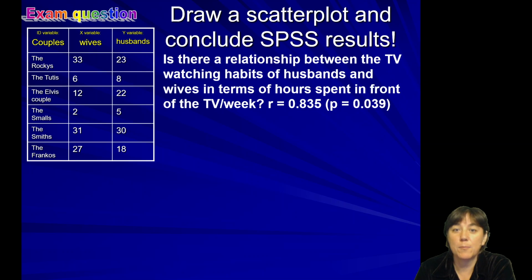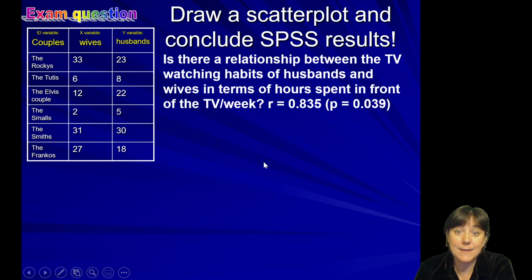Okay, problem. Draw a scatter plot and conclude SPSS results. The SPSS results is this. R equals 0.835 and P equals 0.039. So this is a significant and positive relationship. About what? Well, TV watching habits of wives and husbands.